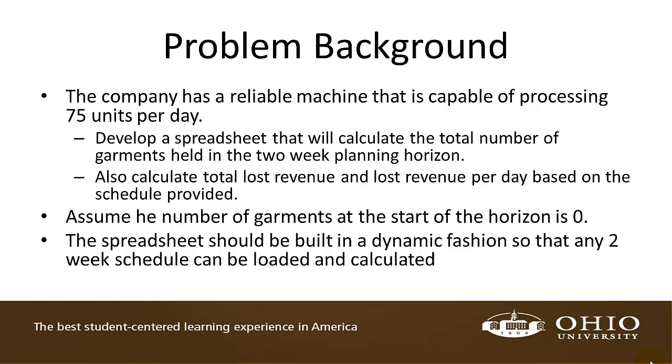So we want to develop this spreadsheet in a dynamic fashion, of course, that'll calculate the total number of garments held in the 2-week planning horizon. We also want to calculate the lost revenue over the 2 weeks and a lost revenue per day. Assume the number of garments at the start is 0. The spreadsheet should be built in a fashion so that any 2-week schedule can be loaded and calculated. So let's go ahead and start this learning activity by opening up the starting file.